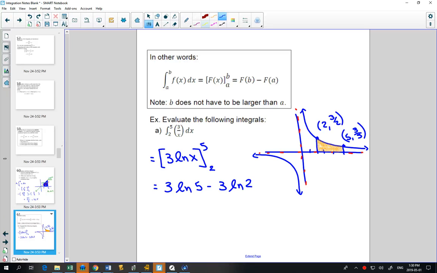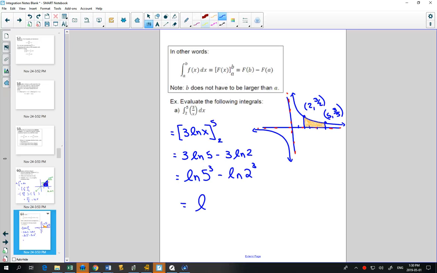Do you remember all of your exponent laws? What could I do with the 3's out in front? I could put them as powers. So I could write this as 5 cubed minus 2 cubed. What can I do when I subtract two logarithms? Divide. If I evaluated 5 cubed, that would be 125. And if I evaluated 2 cubed, that would be 8.